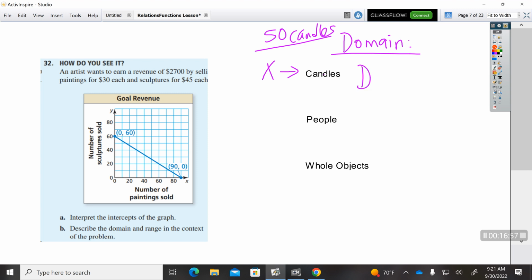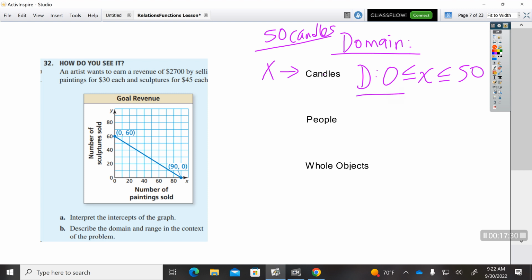What is your domain? Let's think about this together. If all you have is 50 candles to sell, what would be your domain? From 0 all the way to what? 50. How come it stops at 50? Because that's all he has. Are you with me so far?